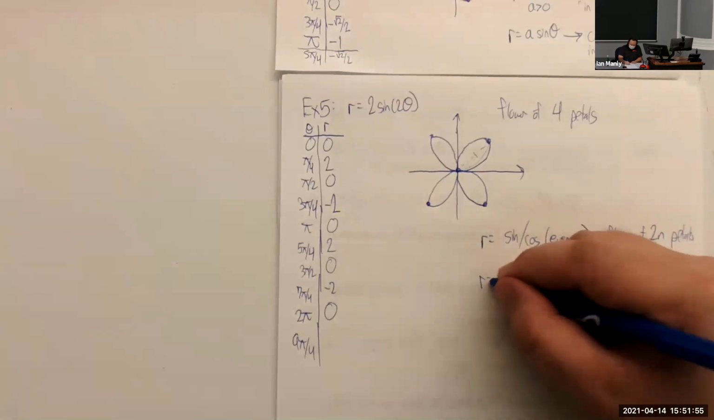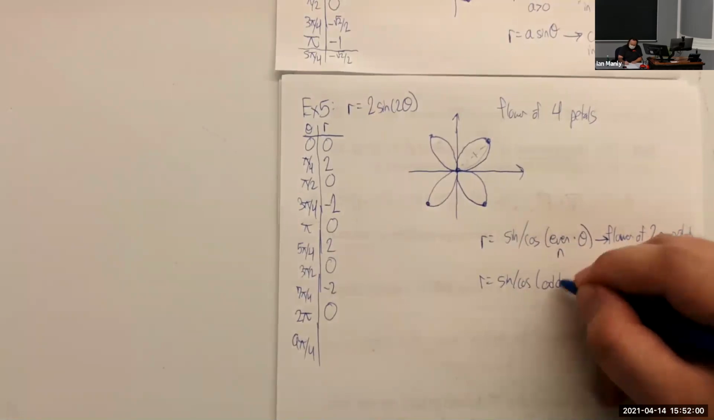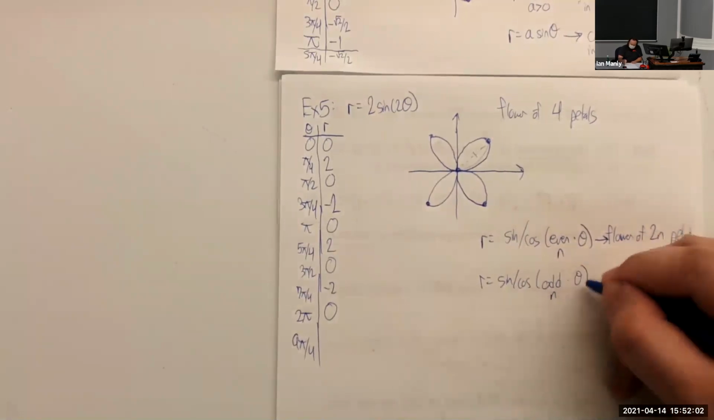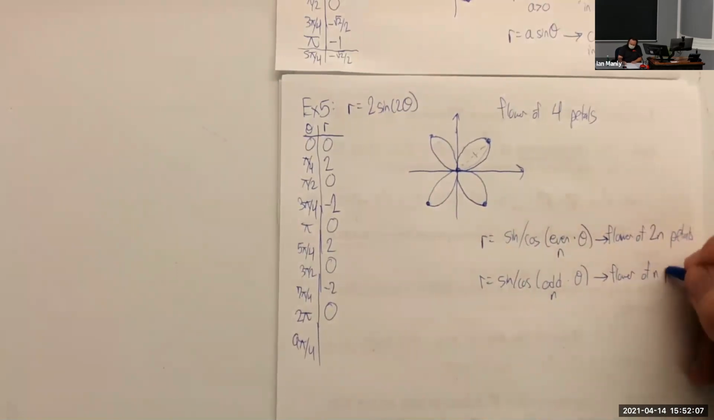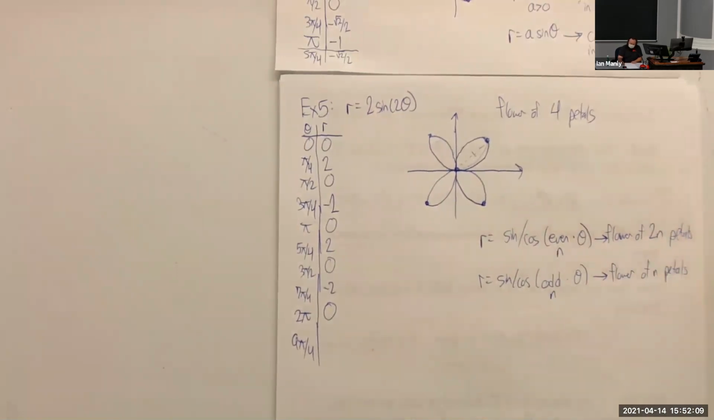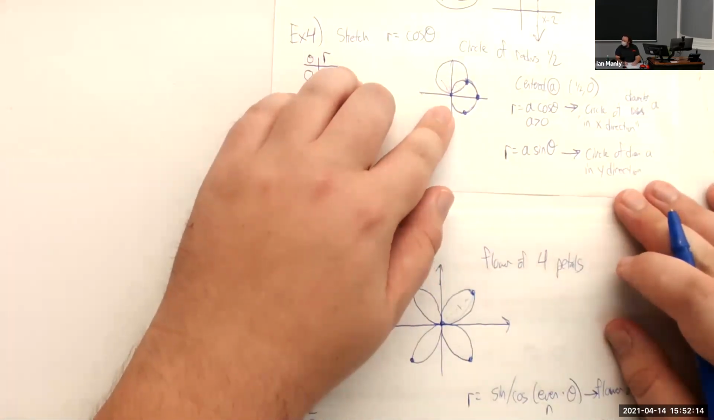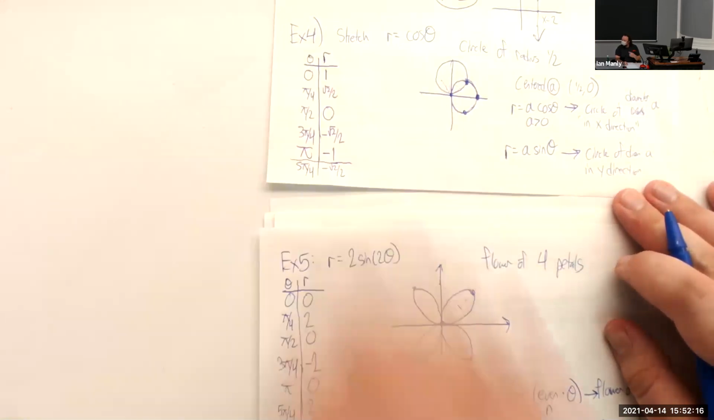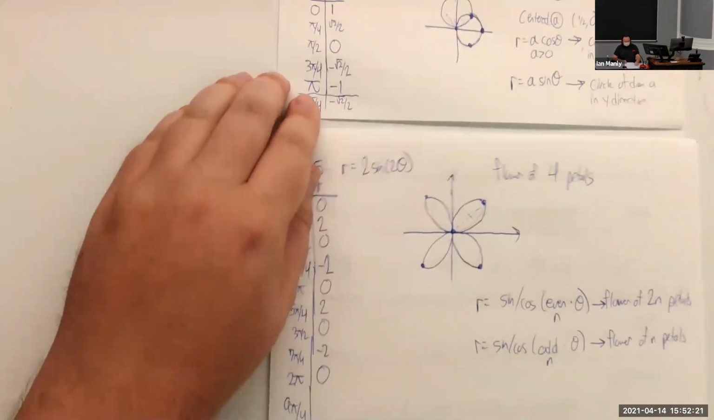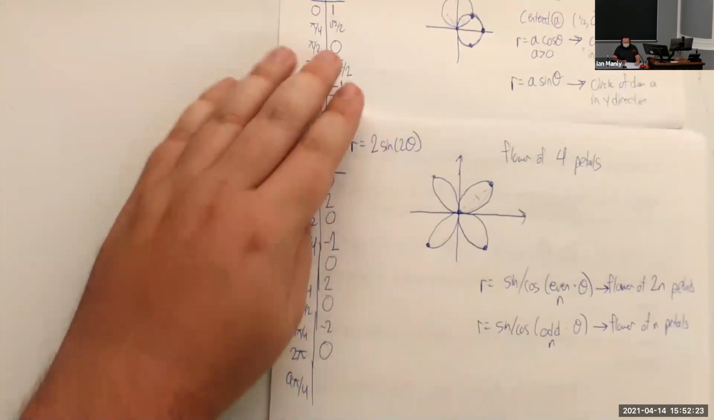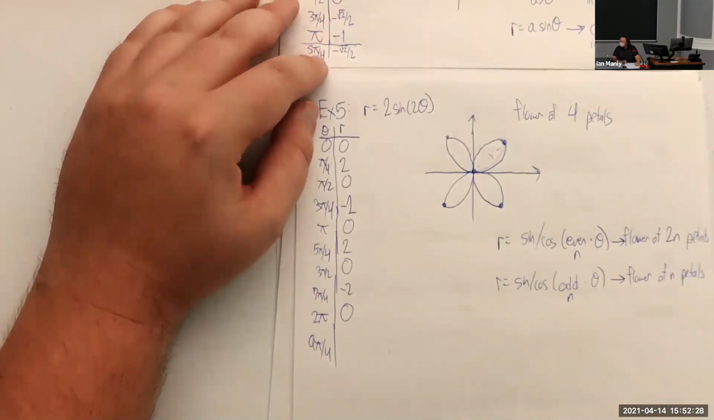And then if we have r equals sine or cosine of an odd number, which I guess I'll call n as well, times theta, it will be a flower of n petals. So technically we can kind of imagine back here that this circle is a flower of 1 petal in kind of a weird way. But if we have an odd number here, like for example, if we have sine of 3 theta, we would actually only produce 3 petals here. So that's kind of the formula for that, how these go.